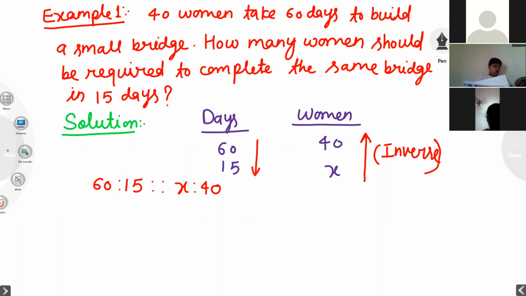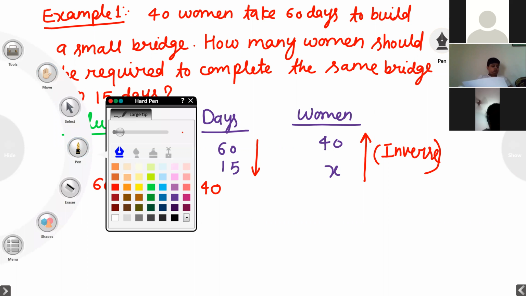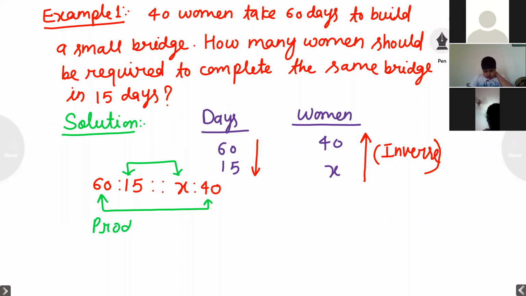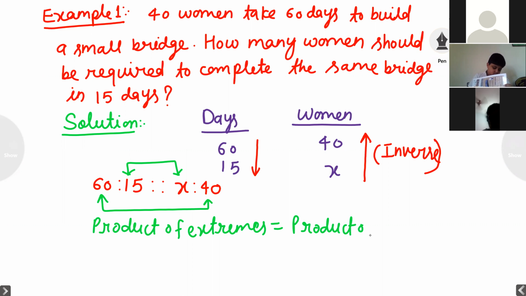Now we want to apply here: product of extremes is equal to product of means. That means the first and last terms multiplied equal the middle terms multiplied. Extremes means the first and last term: 60 into 40. Means means the middle terms: 15 into x.